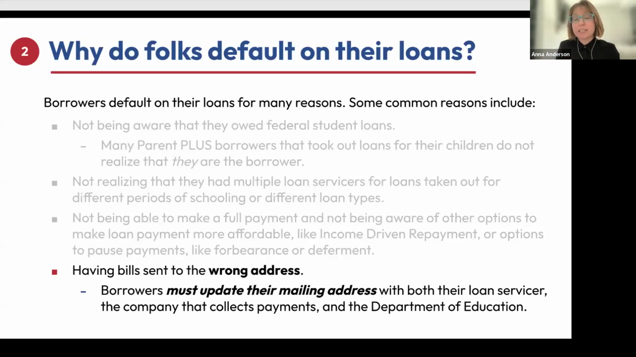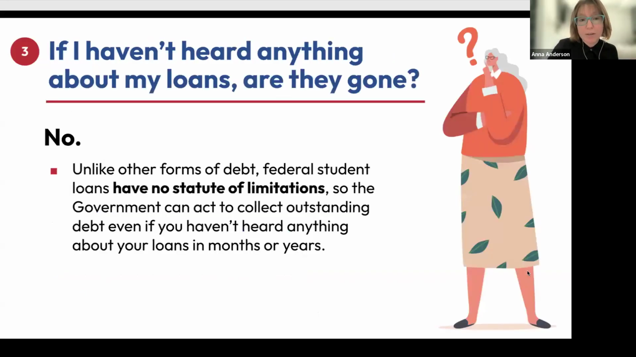Now, unfortunately, this is one thing where borrowers really have to do their homework, and they have to make sure that they are updating their mailing address and their email address and all of their contact information with both their loan servicer, which is the company that collects payments, and the Department of Education. So it's really on the borrower in these situations to make sure that they are updating their servicers and that they're getting their bills on time.